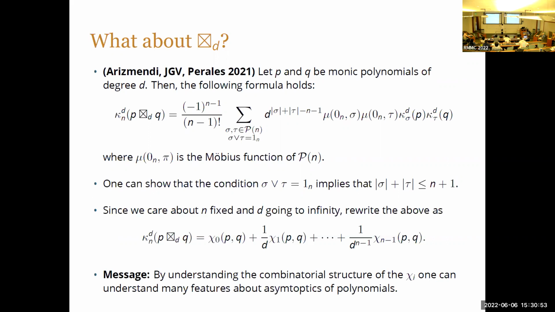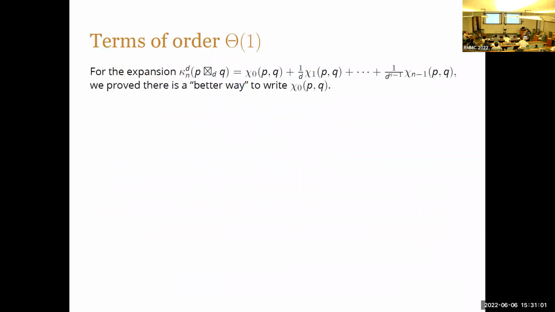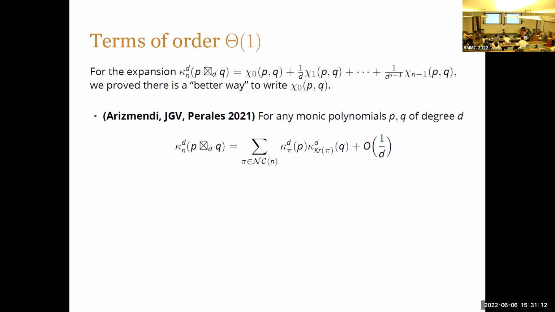One of the main messages of this talk is that if you understand well the combinatorial structure of each of these terms, then you can learn something about the asymptotics of polynomials. For example, if you ignore all the terms that have a strictly negative exponent and focus on the leading term, then what we showed is that it can be reorganized in a very nice way, so that you get a sum over non-crossing partitions, with pi and the Kreweras complement of pi. This is exactly the Nica-Speicher formula if you ignore the terms of order 1 over d.